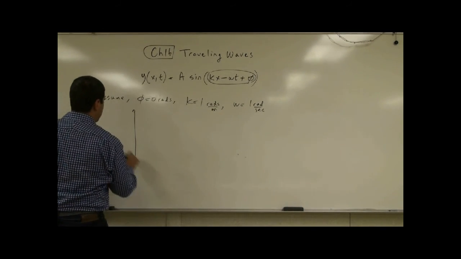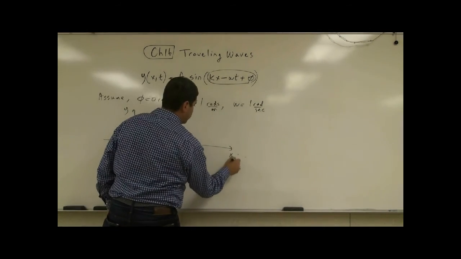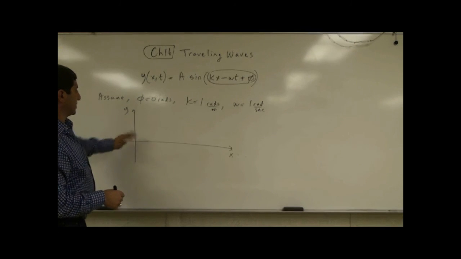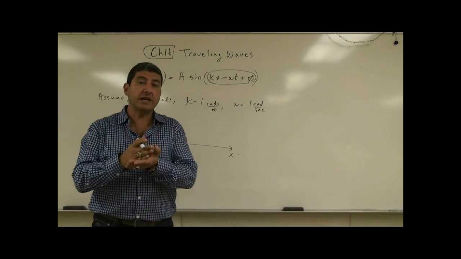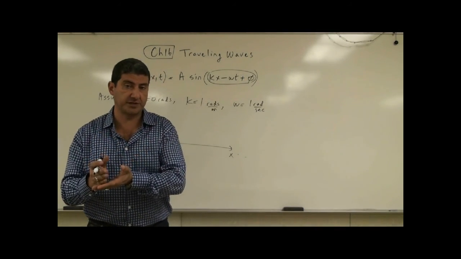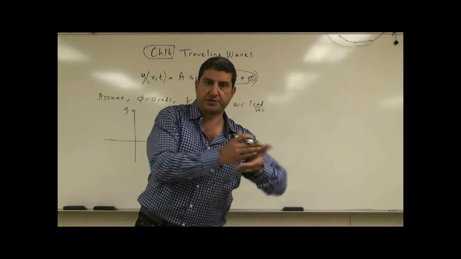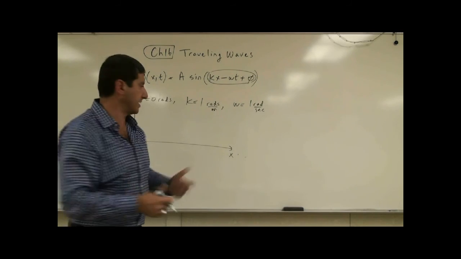So how would we draw the wave? We would say y is the vertical position of the wave as a function of x. So let's draw different waves at different time intervals. In other words, different snapshots of the wave at different times. So at t equal to 0, what would this wave look like?